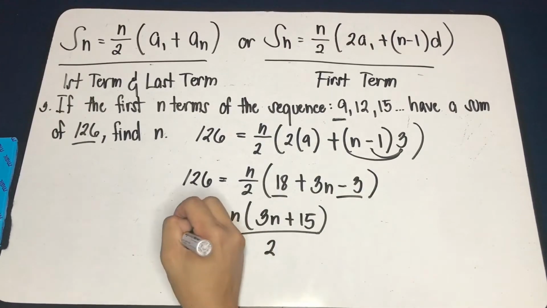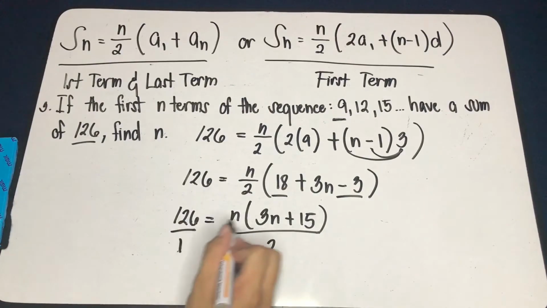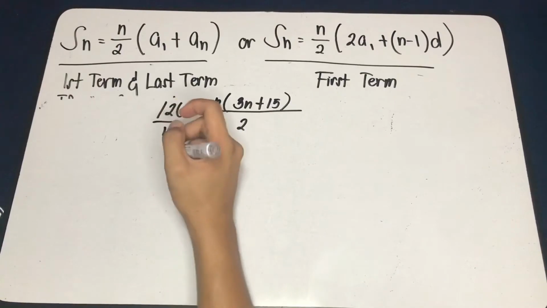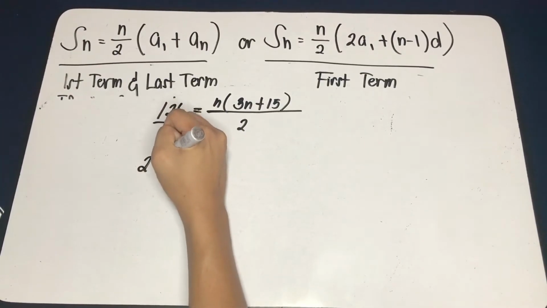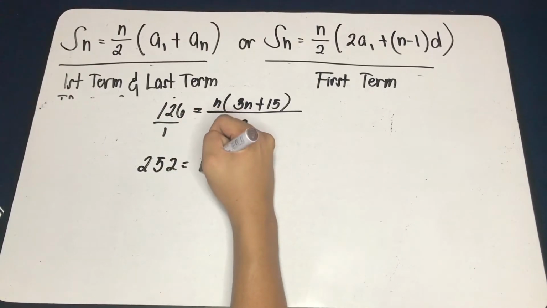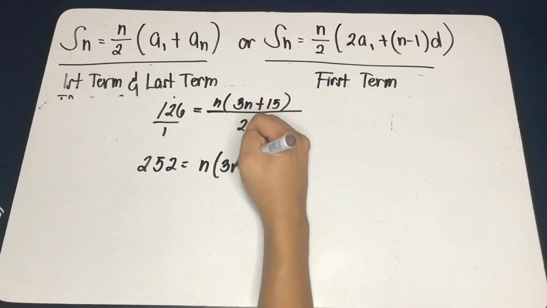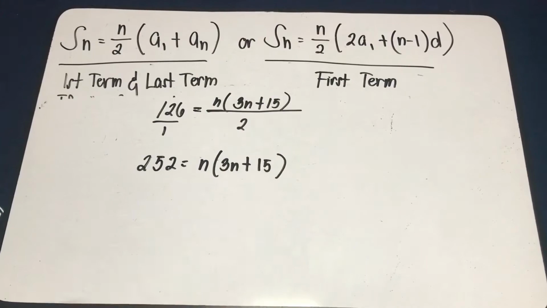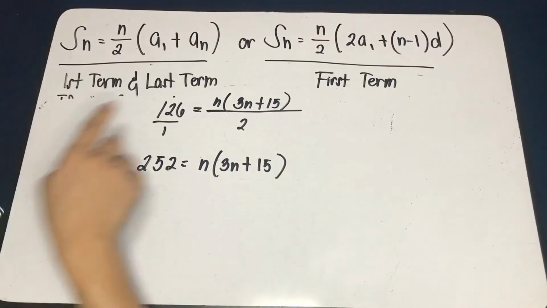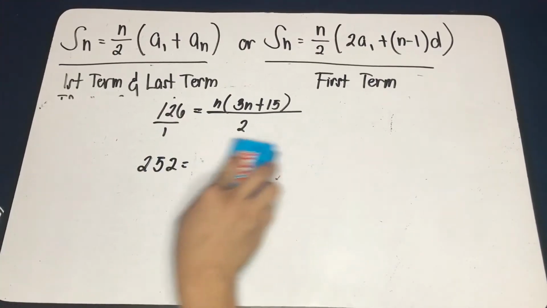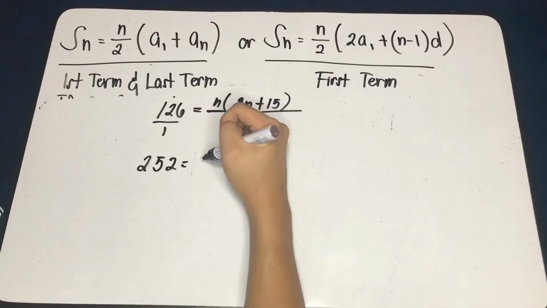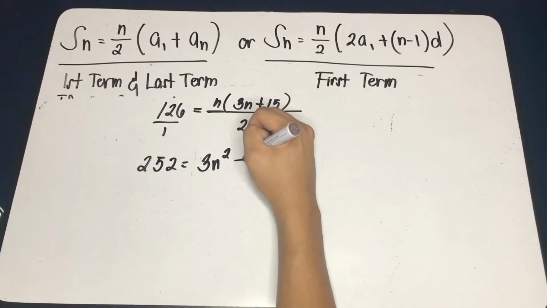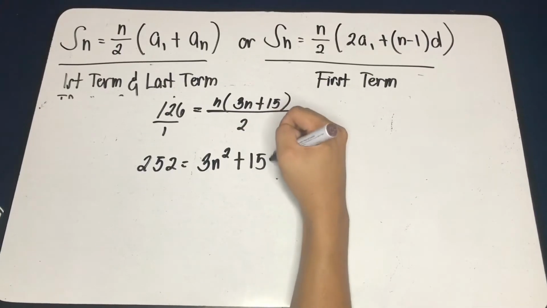So, pwede natin i-cross multiply. Kapag cross multiply natin, 2 times 126, we have 252 is equal to n times 3n plus 15. In fact, pwede na natin to i-simplify kasi multiplied by 1 lang naman. So, n times 3n, we have 3n squared. N times positive 15, we have 15n.